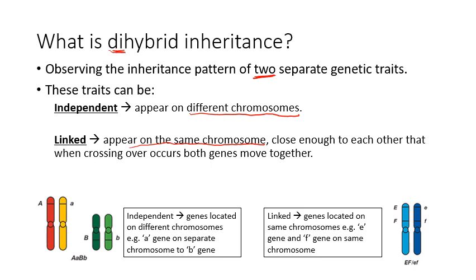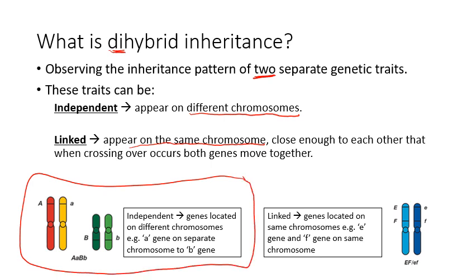If we were looking at an example of independent dihybrid inheritance, and that's what we will be focusing on for the rest of today's set of notes, our two genetic traits are on different chromosomes. The genetic traits that we're looking at in the example down here: the first genetic trait is represented by the A gene, and our second genetic trait is represented by the B gene.